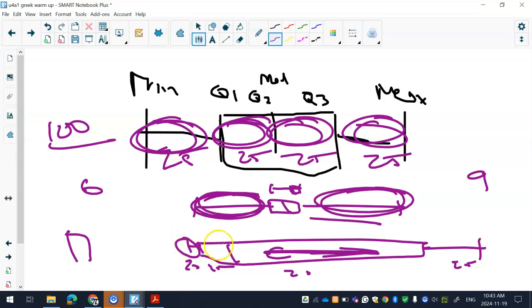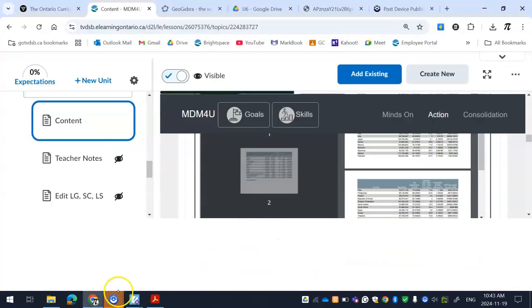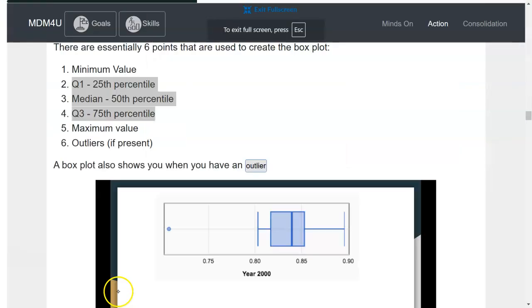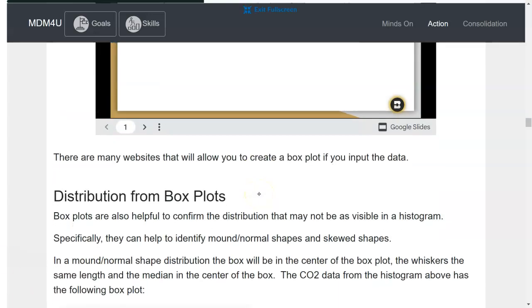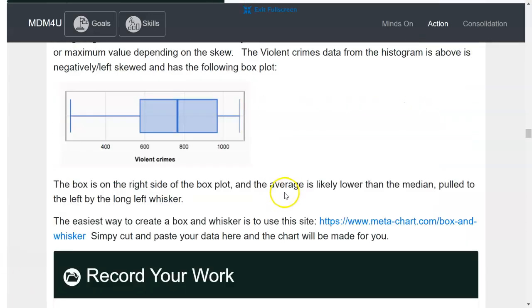So 25% of the data is here, 25% of the data here, 25% of the data is here. So that's what a box plot or box and whisker plot is. Why do they matter? They show you how data is spread out, like I just said. So let me go through some examples here. And I think this is really good how they compare stuff in your notes here. So give me a second here.